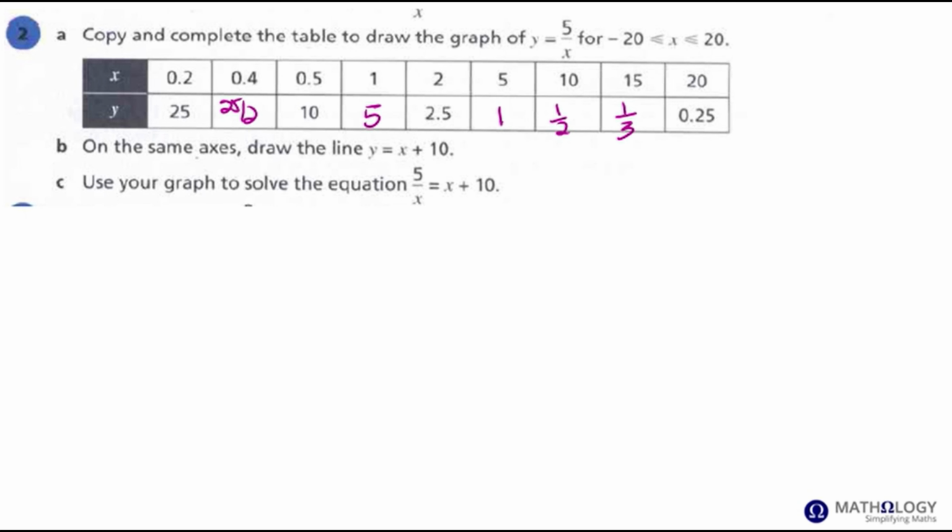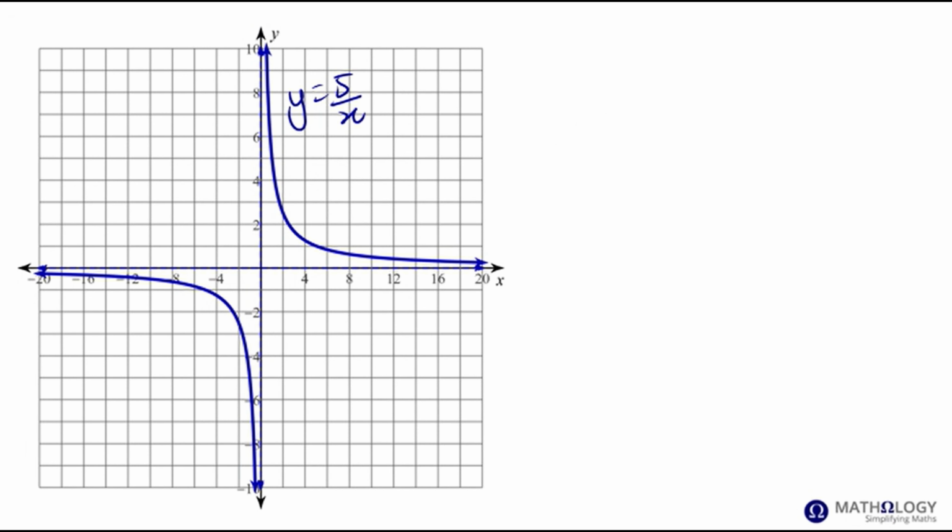On the same set of axes, draw the line y equals x plus 10. Okay, so this is a straight line graph. The easiest thing to do is to just plot the x-intercept and the y-intercept, and then just put a straight line through those 2 points.